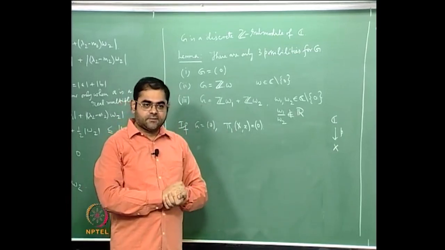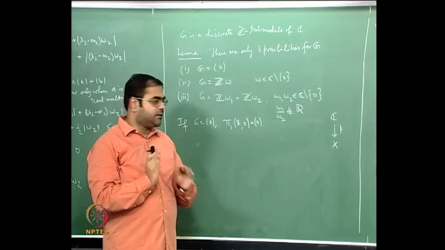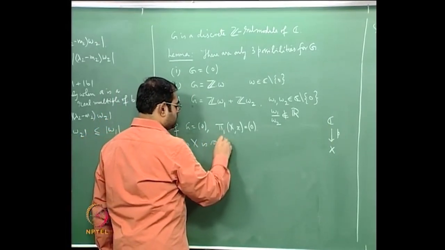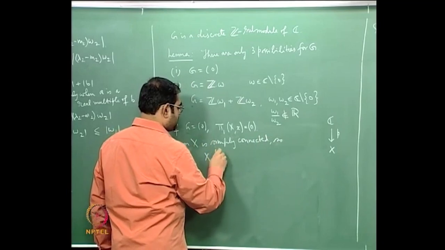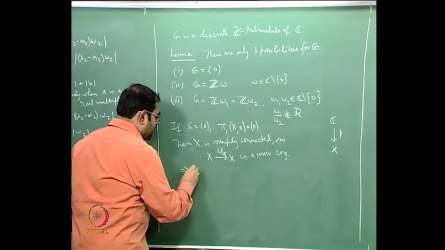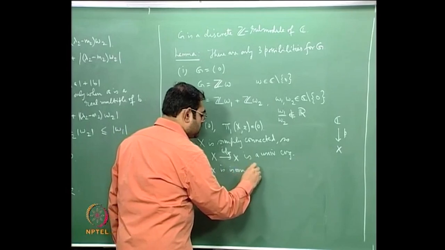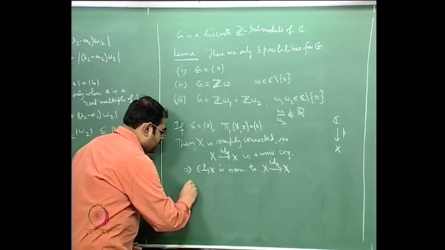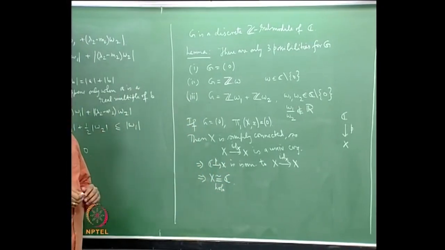if X is simply connected, then X to X itself, the identity mapping, is a covering map, and by the uniqueness property of universal coverings, it will tell you that X has to be holomorphic to C, okay. So X is simply connected. So the X to X identity map is a universal covering, and this will imply that C to P is isomorphic to the covering given by the identity map, and this will imply that X is holomorphic to C, okay.